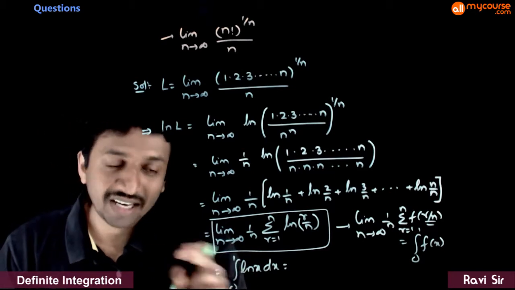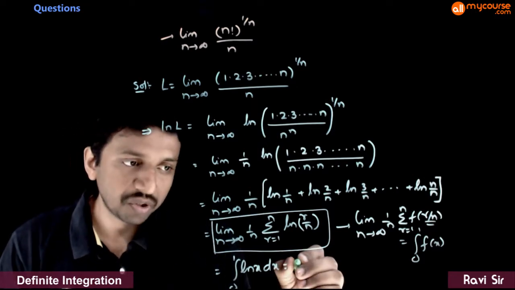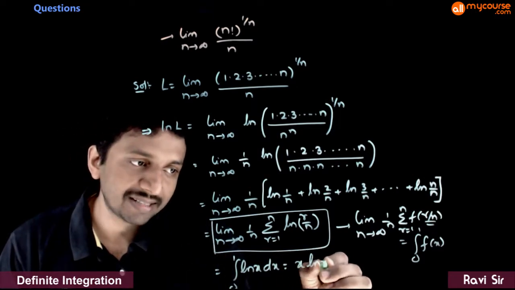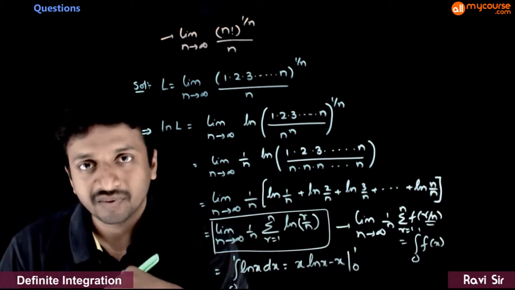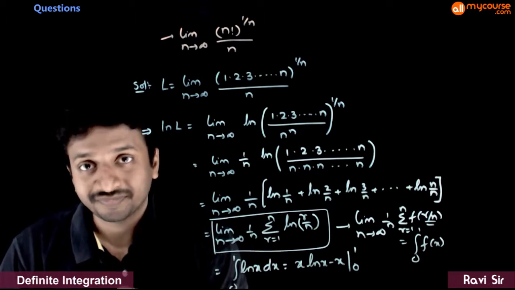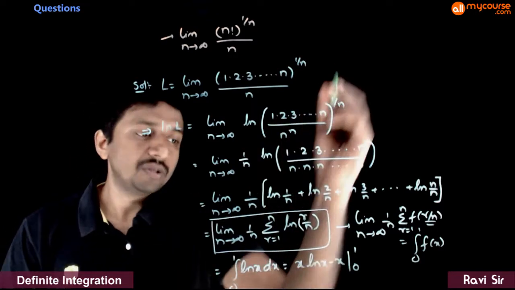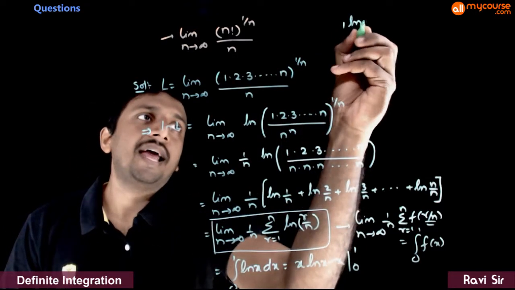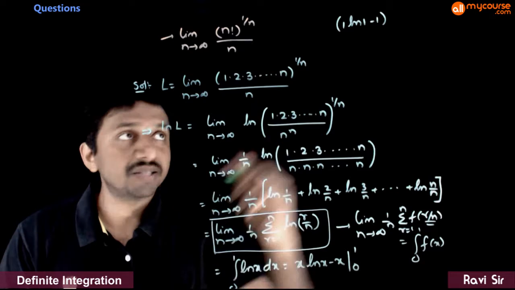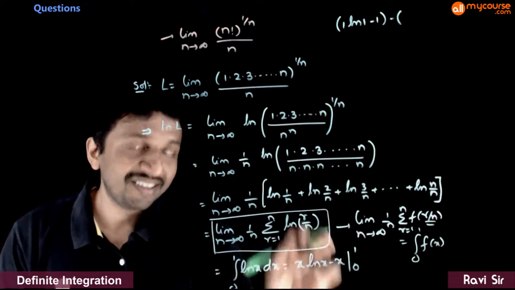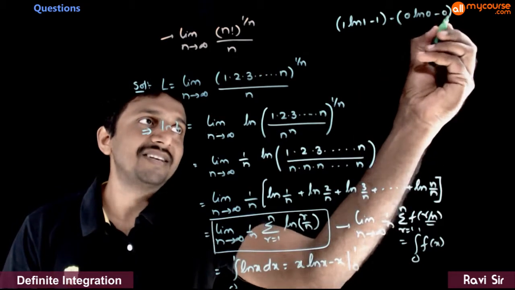So what is the integration of ln x? We have already done this using integration by parts, right? The integration of ln x is x ln x minus x, going from 0 to 1. Now you have a slight problem. You just try to substitute the limits here. What is the upper limit? 1 ln 1 minus 1, minus, what is the lower limit? 0 ln 0 minus 0.